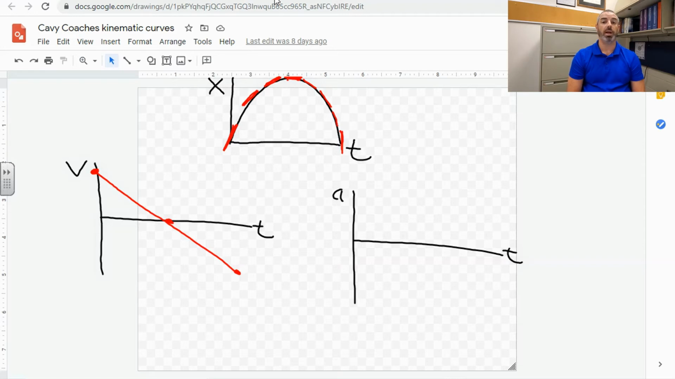From the velocity time graph, the slope of a velocity time graph is the acceleration. We can see that the slope of the velocity time graph is negative, so we have a negative acceleration. The slope is constant, so we have a constant acceleration. So we draw a negative and constant acceleration, which means a horizontal line drawn below the time axis.